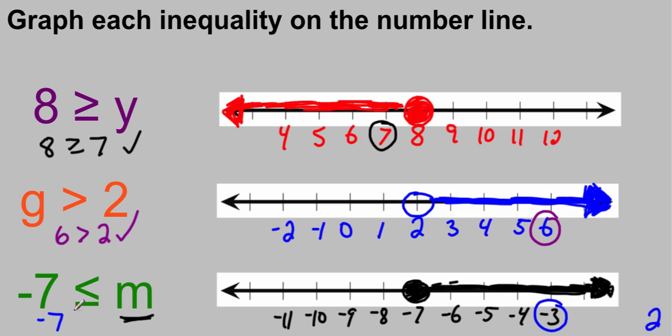Is it true that -7 is less than or equal to 2? Well, yeah, -7 is less than 2. So I know I'm good. So I can check any number on that right-hand side or on the side that I shaded in to check to see if my inequality works.